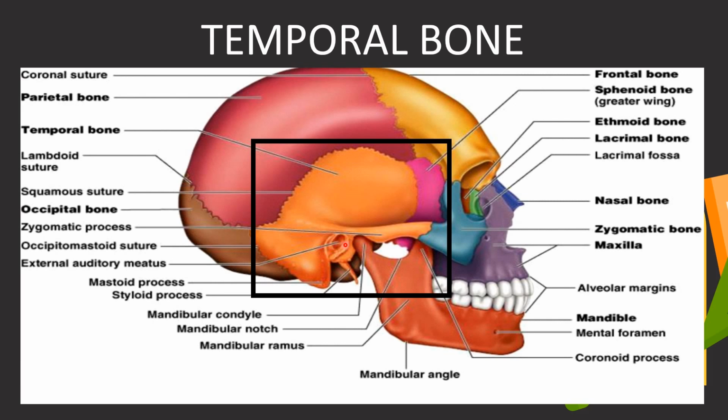This external acoustic meatus is the ear, and the temporal bone has a zygomatic process, which can be called the zygomatic arch. And here is the depression, this is the temporal notch or mandibular notch, where the mandible fixes.